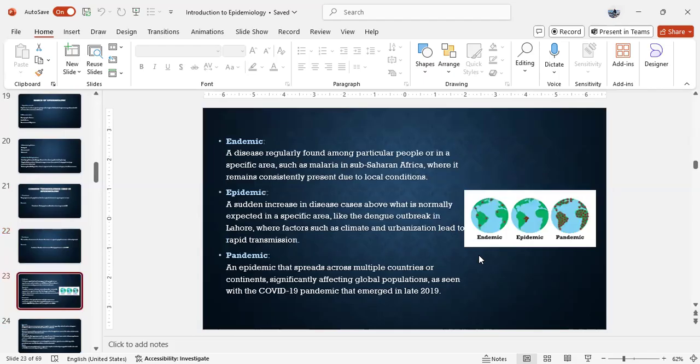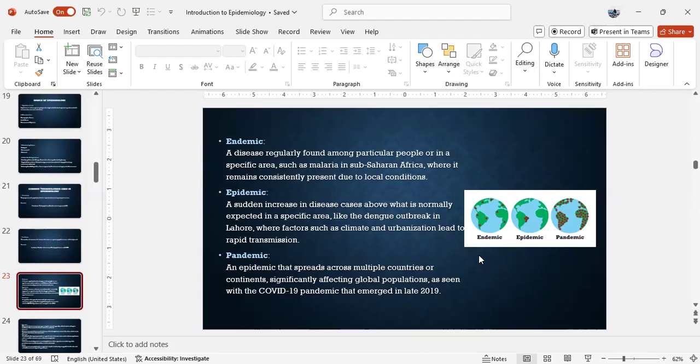Endemic: a disease regularly found among particular people or in a specific area, such as malaria in sub-Saharan Africa, where it remains consistently persistent due to local conditions. Epidemic is a sudden increase in disease cases above what is normally expected in a specific area, like the dengue outbreak in Lahore, where factors such as climate and urbanization lead to rapid transmission.